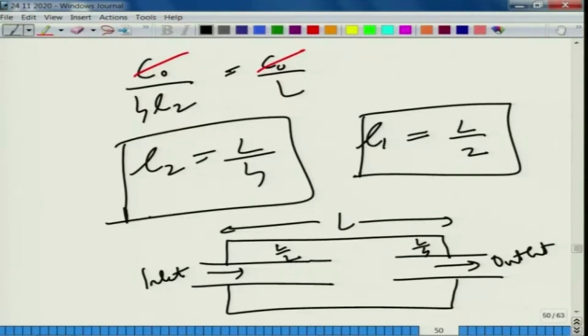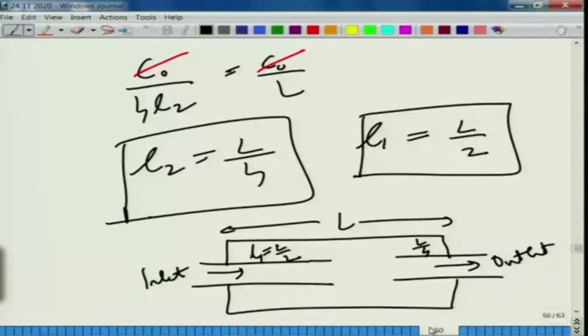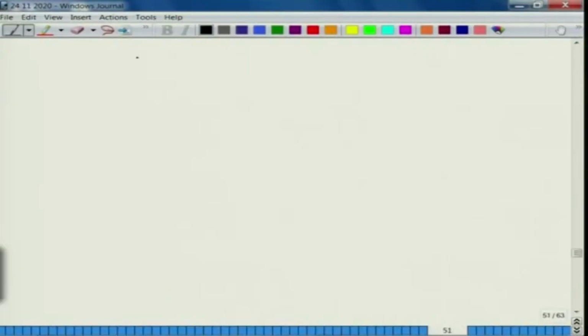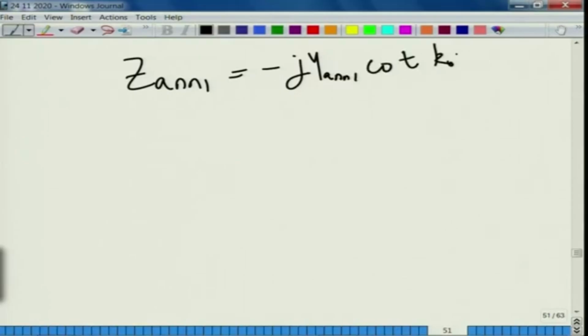But there is one more thing that I would like to point out. Let us say we consider the extension length L1 is equal to L by 2. Let us see how we are able to use the extension length L by 2 to also possibly eliminate higher order troughs. Now, if we recall our expression for the impedance for the annular cavity 1, we have minus j Y1 into cot of k naught into L1, but we already chose L1 to be L by 2.